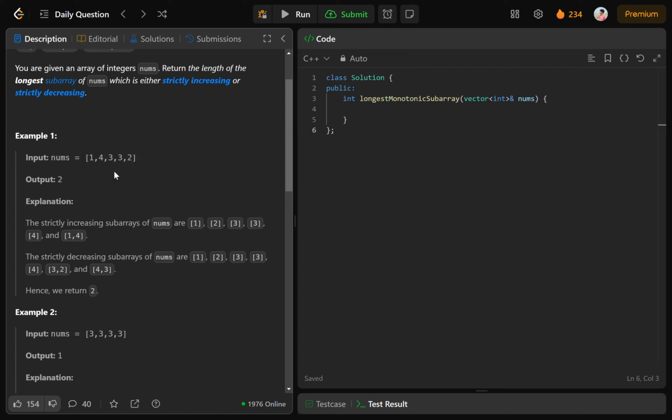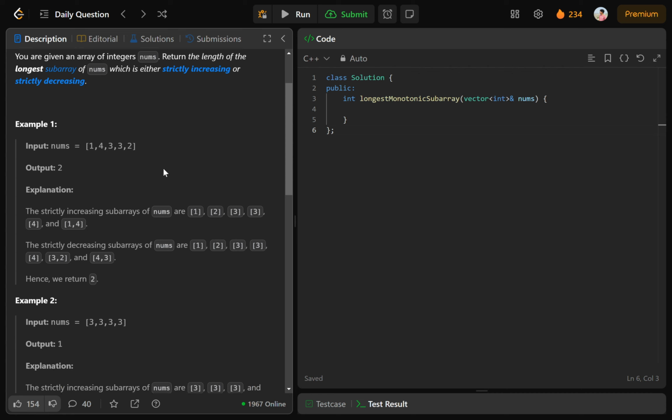So what is a strictly increasing array? One in which all the elements on the left are smaller than the elements on the right. For example, this 3 is not increasing because this 3 is not smaller than the element on the right. So this one can be said to be a strictly increasing subarray.